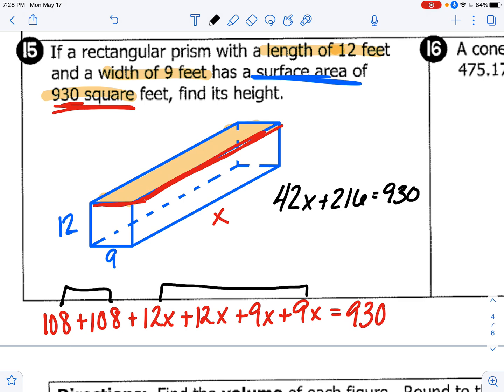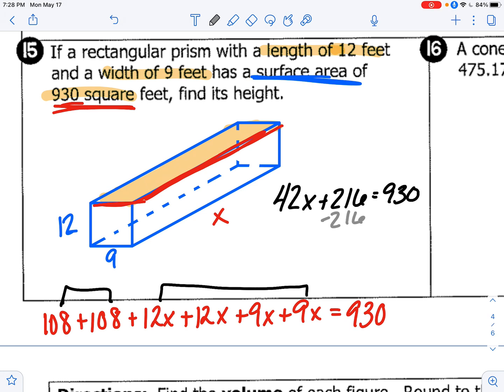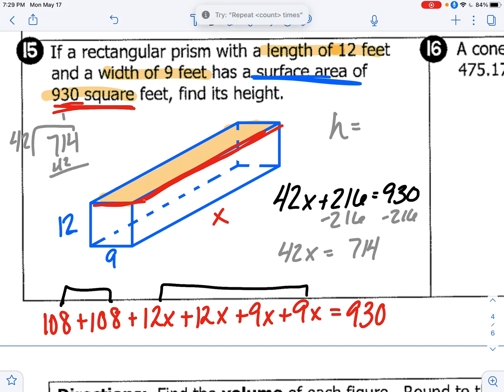And now you can solve. So just subtract over your 216. 42x equals 714. So if I divide that, the height should be, let's see, 714 divided by 42. 294, that would be 17.